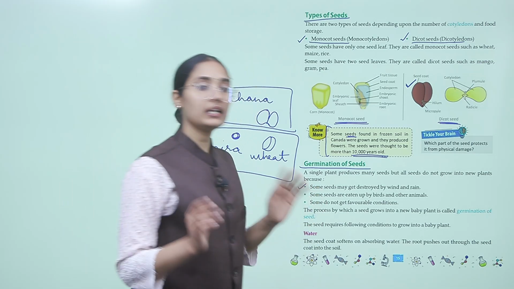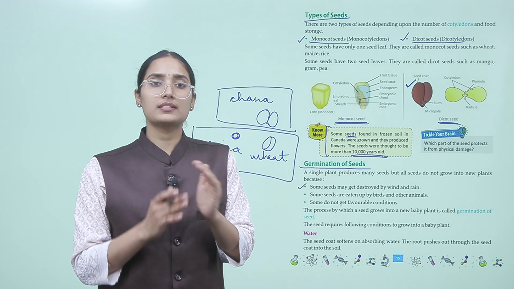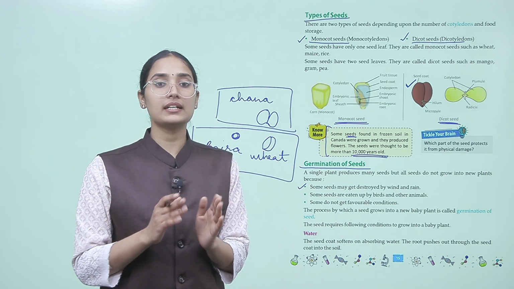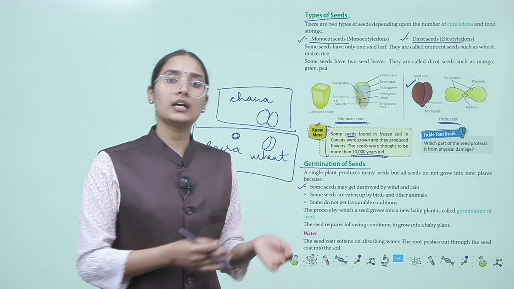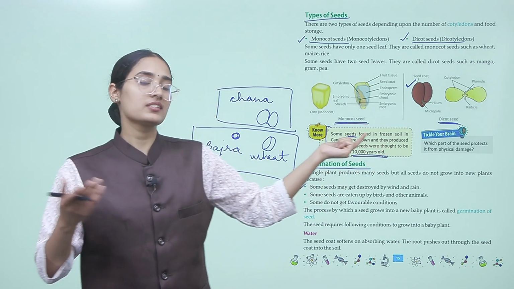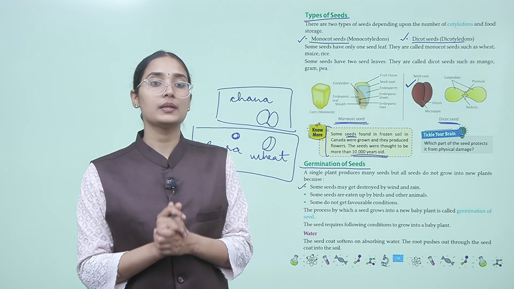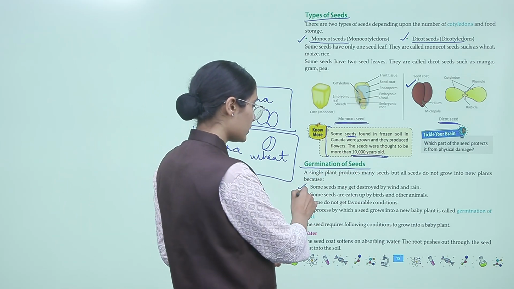Some seeds may get destroyed by the wind and the rain. There is a possibility that some seeds get dispersed through wind or maybe rain to some area or some soil which is not favorable for it. This is a possibility. In that case, the seed will not grow.